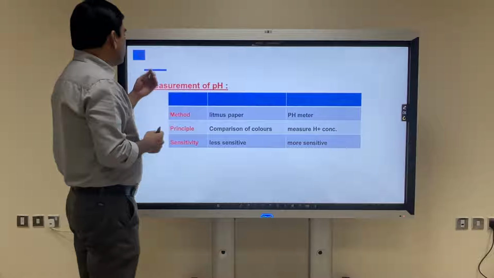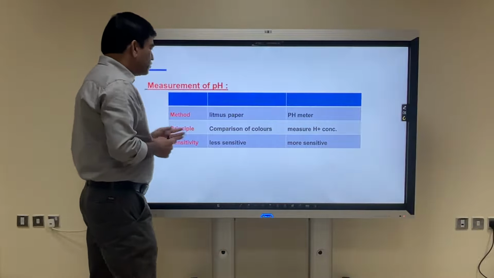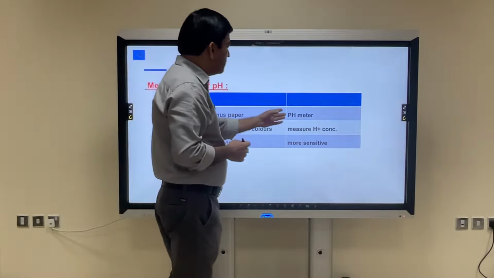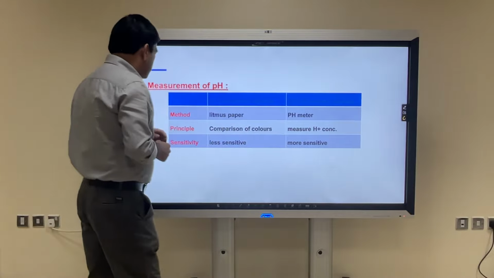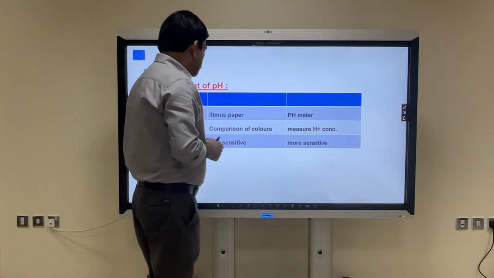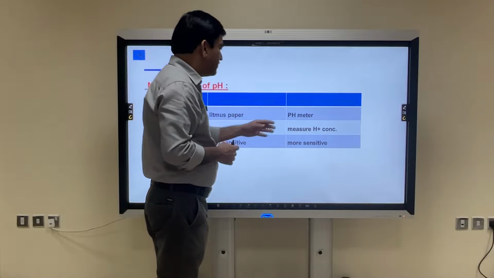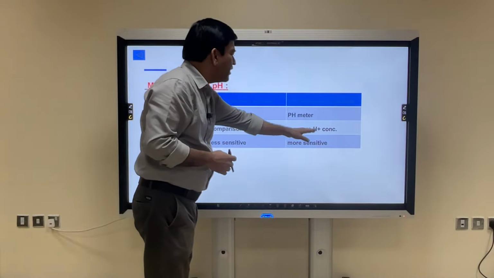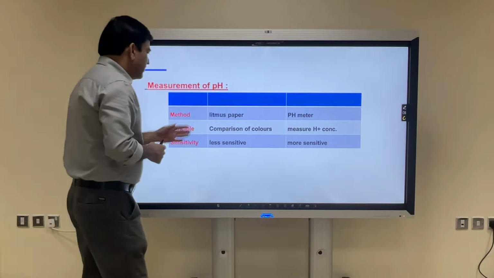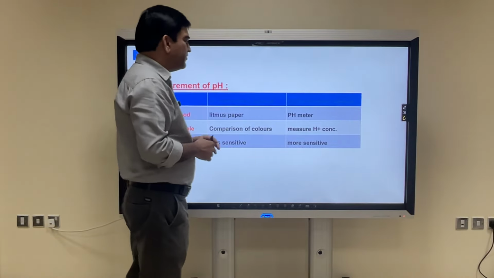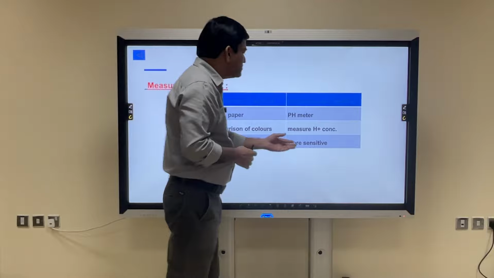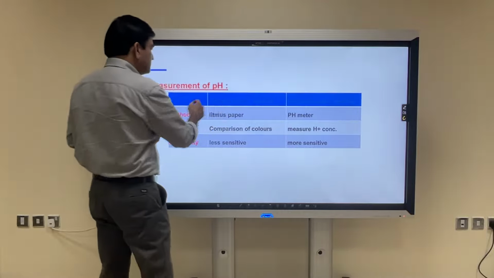Now, what is the way of measuring the pH? You can do it by litmus paper, or you can do it by pH meter. In the case of litmus paper, there is a comparison of colors. In the case of a pH meter, it measures the hydrogen ion concentration. The litmus paper method is less sensitive and less accurate, and the pH meter is more sensitive.